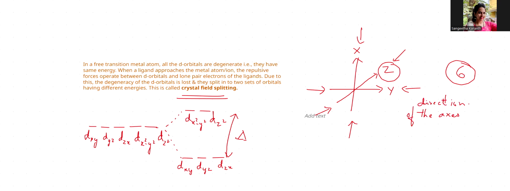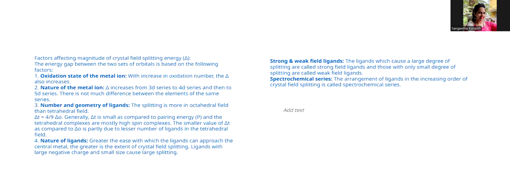In my next video, I'll be explaining how the splitting occurs particularly in octahedral and tetrahedral complexes, what the difference is, and how to identify the distribution of electrons in various complexes. So this is about crystal field splitting. Now let us talk about the factors affecting the crystal field splitting and the magnitude.